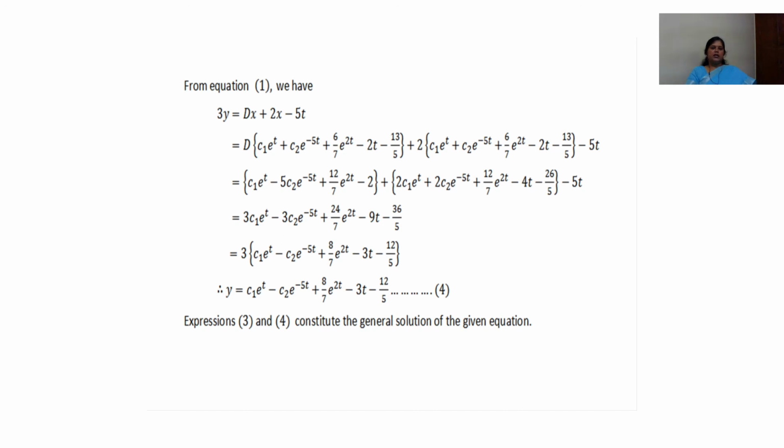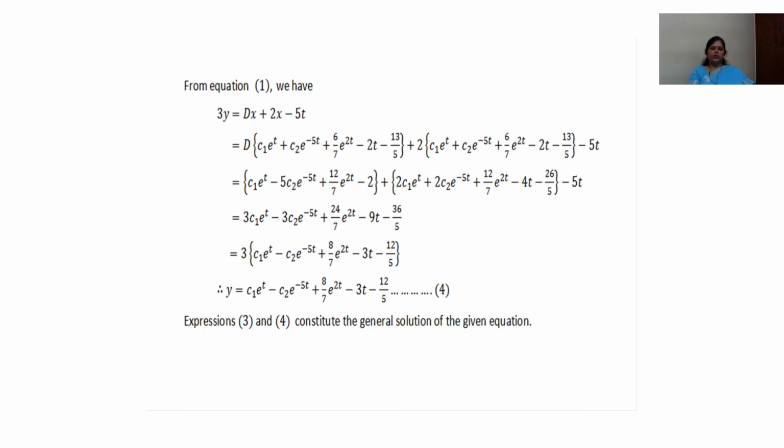Then minus, the differentiation of 2t is 2. That's why we got only 2 in the next term. Then the last term is minus 13 by 5. It's a constant term, so the differentiation of a constant is 0. So we are getting Dx like this. Now we take the second term, which is 2 into x. Just multiply 2 inside and we will get some value. Then the third term is minus 5t. Now we are going to simplify all these values.